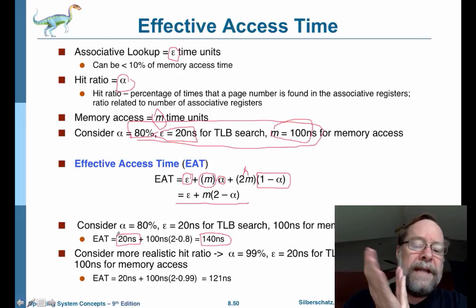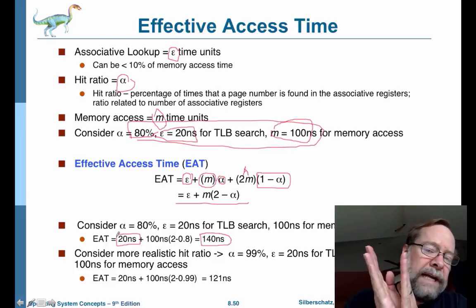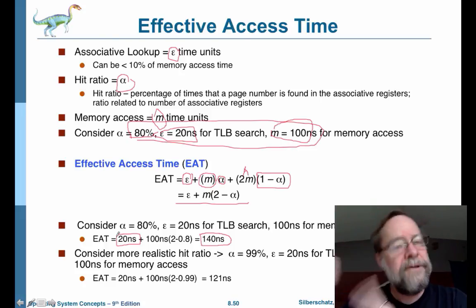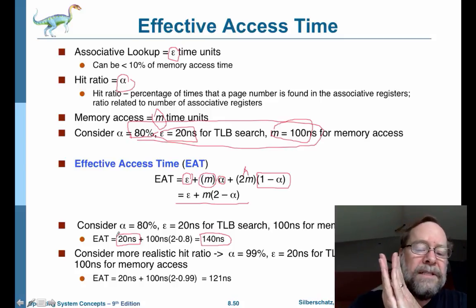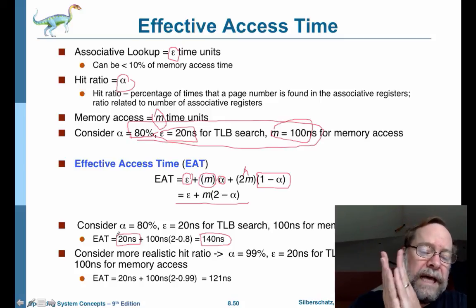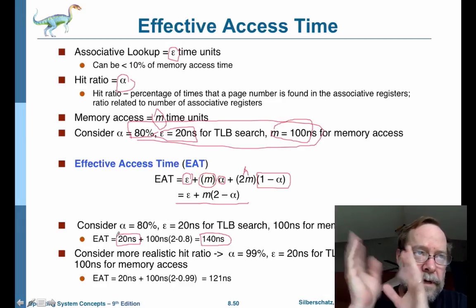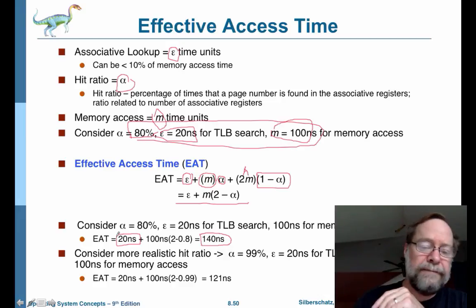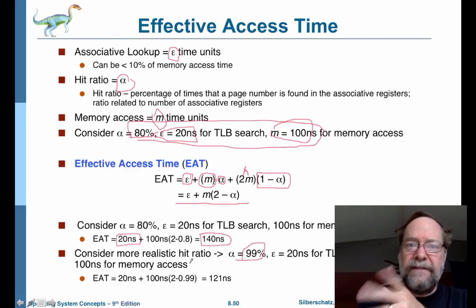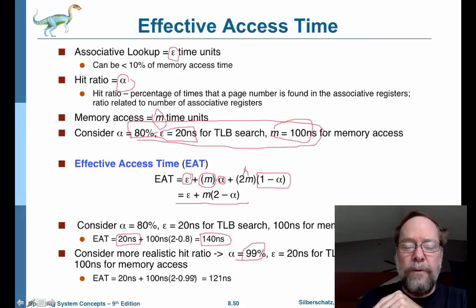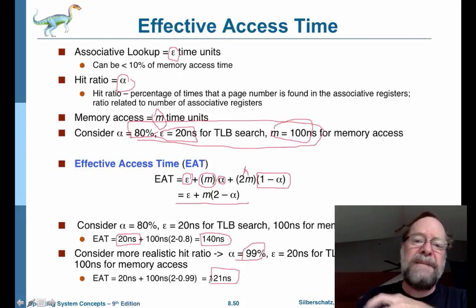So 140 nanoseconds. Now, 140 nanoseconds is to be compared with the 200 nanoseconds we would have had to pay if we weren't using our associative memory at all. So we're definitely making a saving there, 60 out of 200, which is what, 30 out of 100. So it's a 30% savings. If we up our hit ratio to 99%, which is more realistic, and we keep the other values the same, then our effective access time goes down to 121 nanoseconds, or almost a 60% savings.